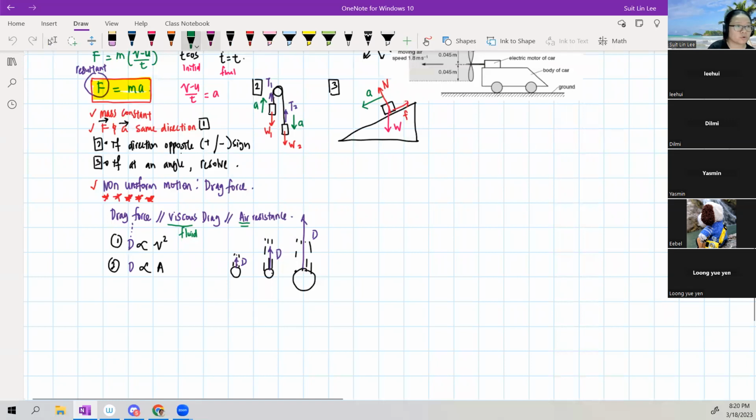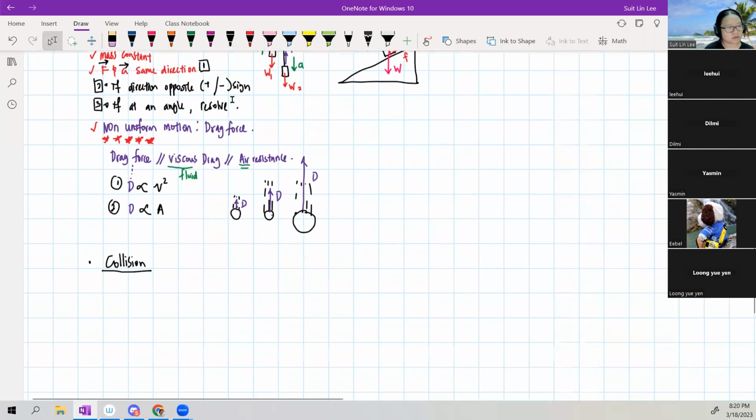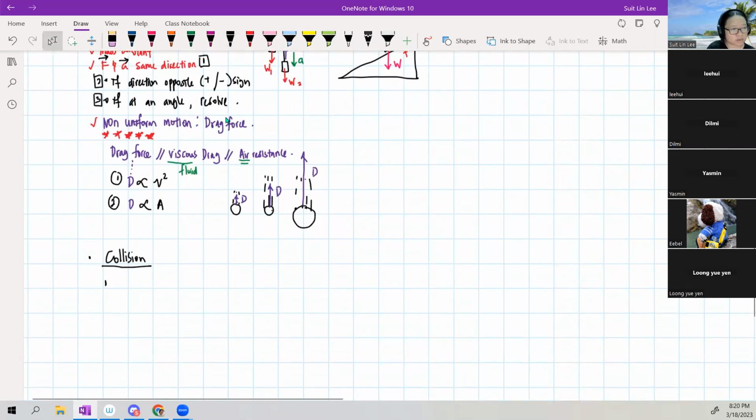collision. I'm just going to add a note here that we also looked at the collision between two objects. The important thing, just to complete the mind mapping, is that you can identify and apply the conservation of momentum.